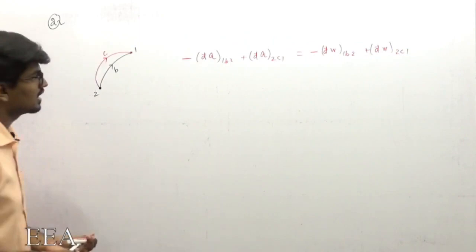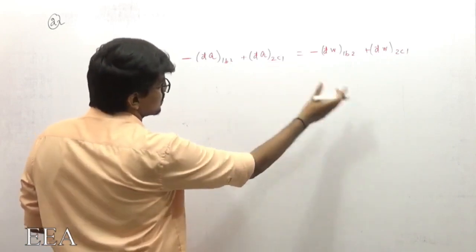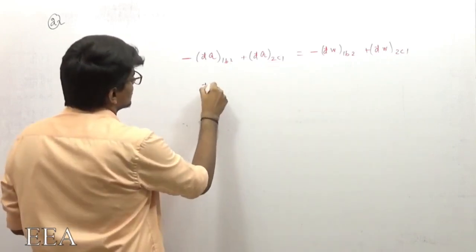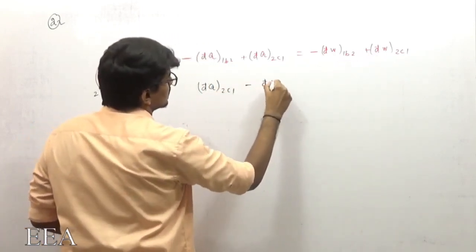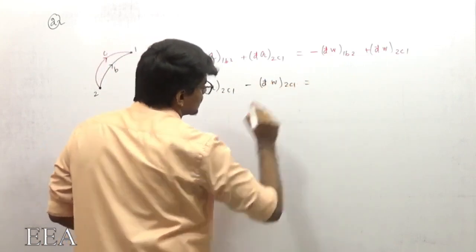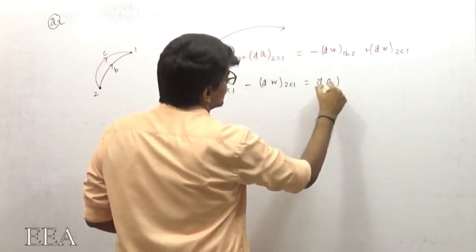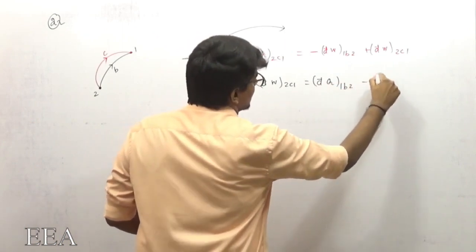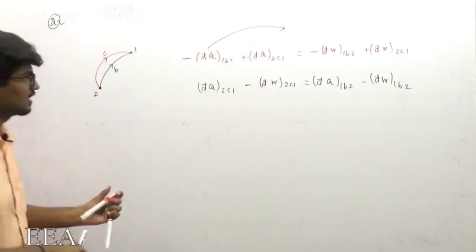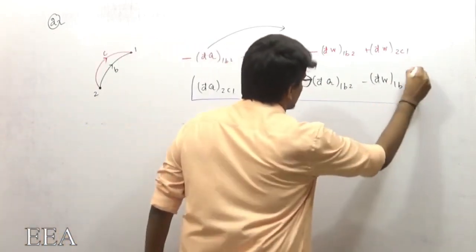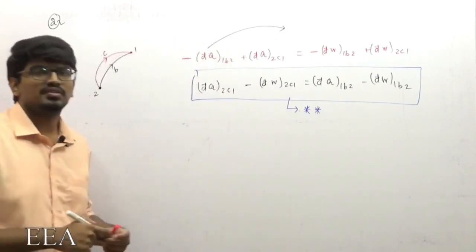Now let me do some small rearrangement. I will take all this 2c1 process to one side, so let d dash q 2c1 be here, and I will bring this d dash w to this side, so minus d dash w 2c1 is going to be equal to, and I will take the rest to that side, d dash q 1b2 minus d dash w 1b2. Now listen carefully, this is an important equation, because from this only we are going to get one important form of the first law of thermodynamics.